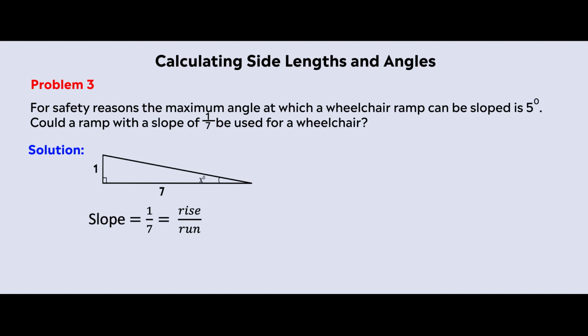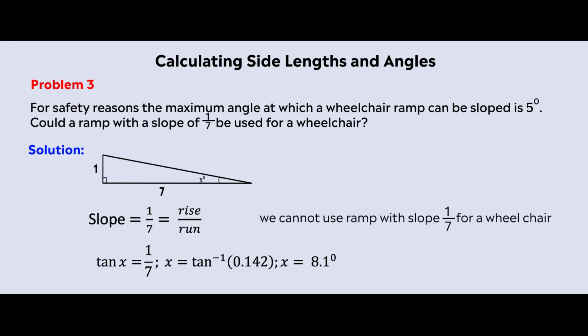So again, looking at the diagram, which trig ratio can we use? We know the adjacent and opposite considering angle x. So which trig ratio can we use? We can use the tan ratio. So our equation would be tan x equals 1/7, where x is equal to tan inverse 0.142, which gives us x equals 8.1 degrees. So 8.1 degrees is quite high compared to 5 degrees. For this reason, we cannot use a ramp with slope 1/7.